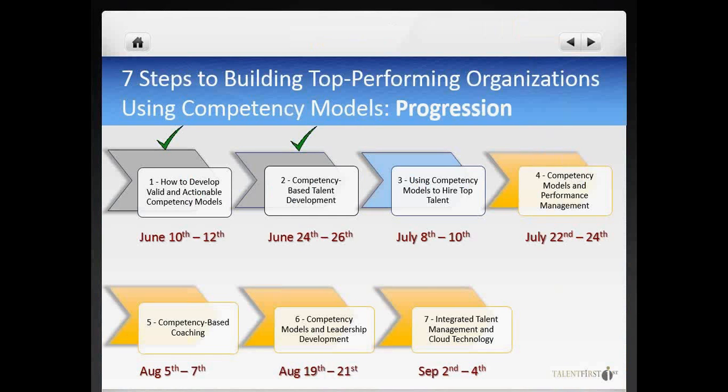In the first webinar of this series, which you can watch on our YouTube page, we presented a unique approach to design valid and actionable competency models. In the second webinar, we focused on talent development, and today we will discuss strategic selection based on competency models.